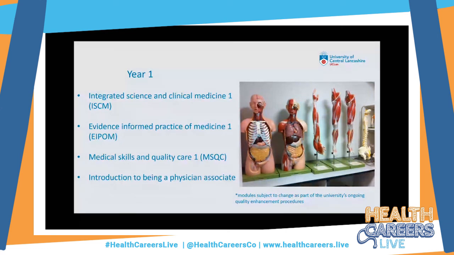The second module that you do is Evidence-Informed Practice of Medicine. This considers things like epidemiology, which is disease on a population-wide level. And you can imagine, given our current circumstances, the key importance of epidemiology. It will teach you about biostatistics, and it will also teach you about the biopsychosocial model of medicine.